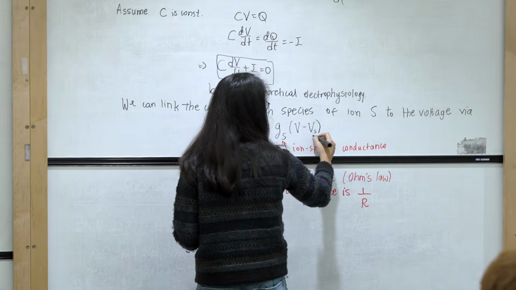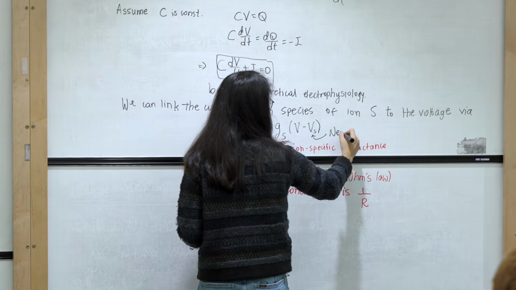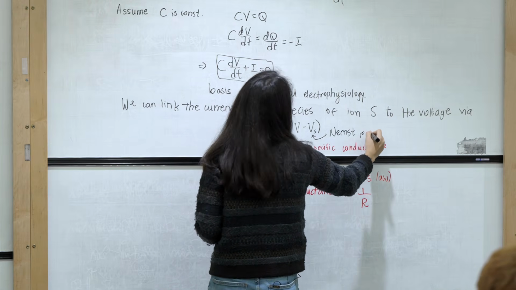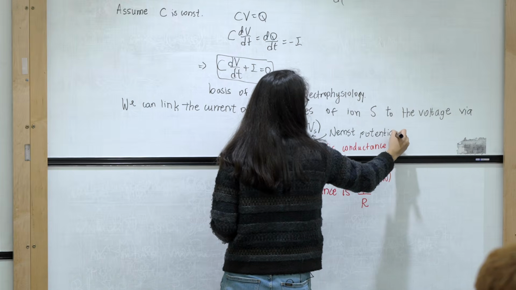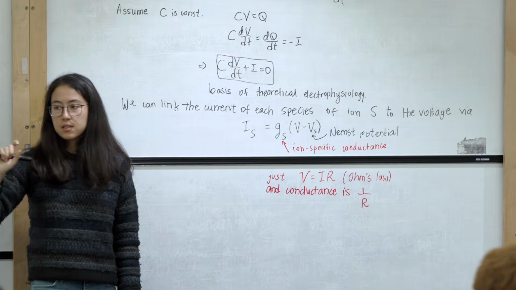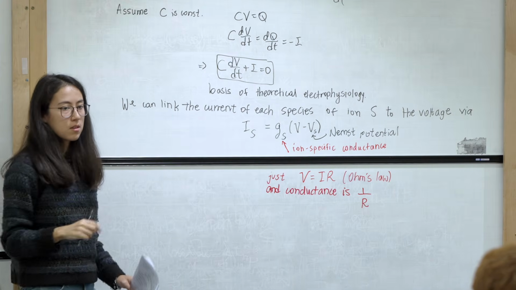OK, so this is, by the way, what I wrote here is the Nernst potential. It was on the board before, but it's the thing we had, which is the difference between the exterior phi and the interior phi, right? The thing with the log.